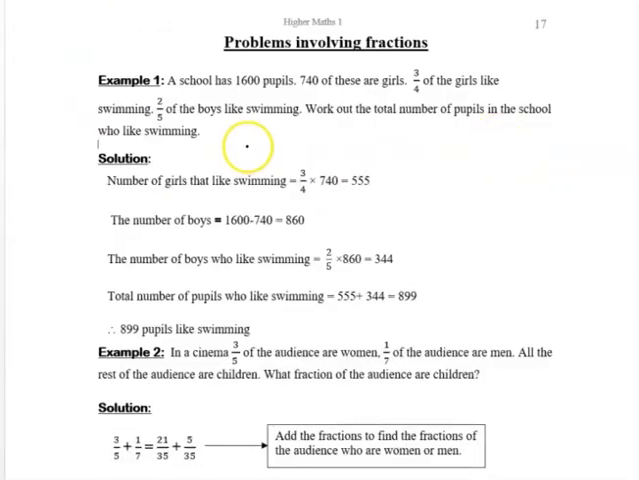Problems involving fractions. Now, the first example here is excellent. It's a good example of showing what type of questions might be given to you. So a school has 1,600 pupils. 740 of these are girls. 3/4 of the girls like swimming. 2/5 of the boys like swimming. Work out the total number of pupils in the school who like swimming.